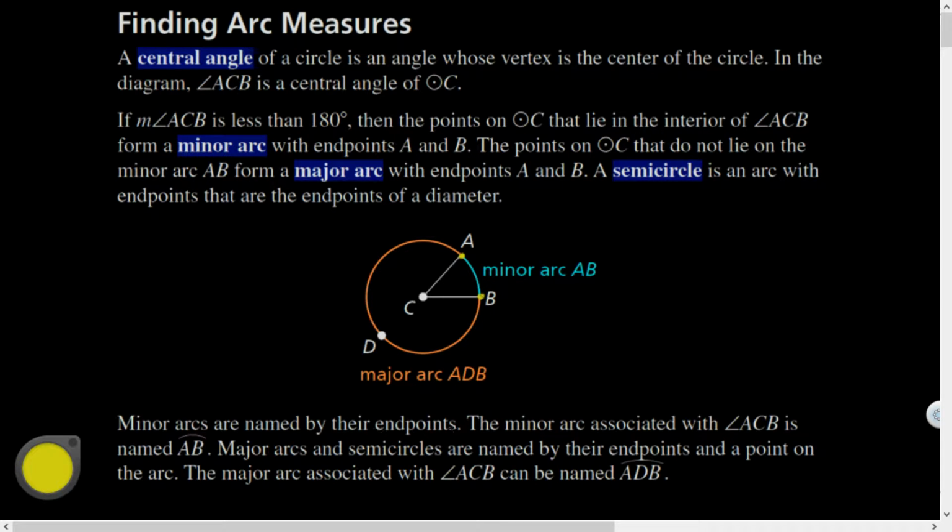Minor arcs are named by their endpoints. A minor arc associated with the angle ACB is named AB, and you've got the little arc symbol over it. A major arc requires three points in order to name it, like so.